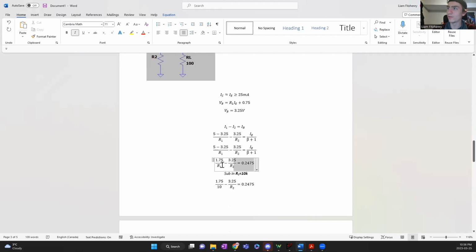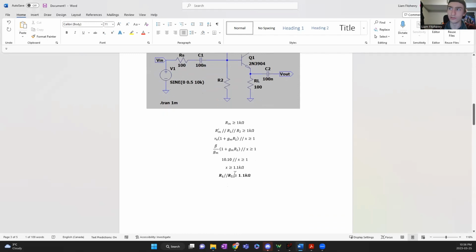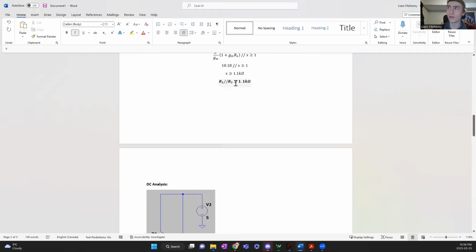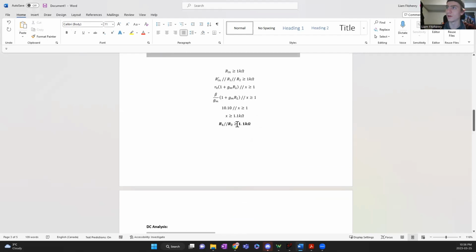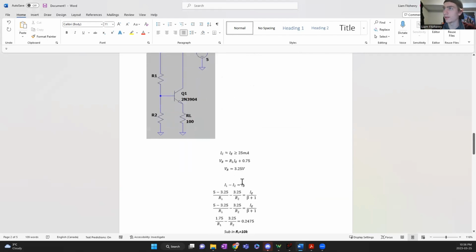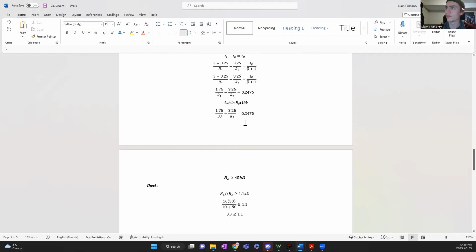So at this point, we have this equation with R1 and R2, as well as this equation with R1 and R2. So two equations, two unknowns. This is an inequality though, so it's going to help us out a little bit. We're going to pick a value for R1. We're going to make it nice and easy at 10K. I picked a pretty high resistance here because I knew that the parallel combination of R1 and R2 is going to be bigger than or equal to 1K. So might as well go a little bit high on the high end. And so sub in R1 is 10K, rearrange, solve for R2. R2 is bigger than or equal to 45K.